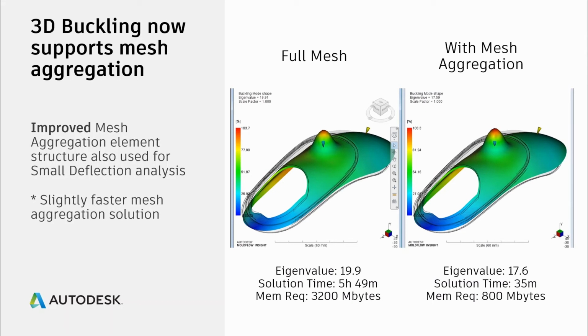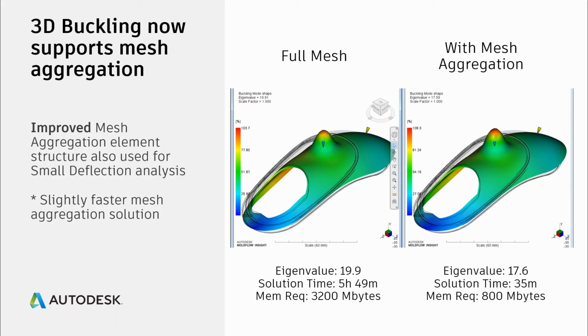Previously, it was not able to use this mesh aggregation strategy for 3D buckling, but recently we've made enhancements to the quality of the mesh aggregation, the mesh structure in fact, produced for the mesh aggregation. And this allows us to use mesh aggregation now also during the buckling analysis.